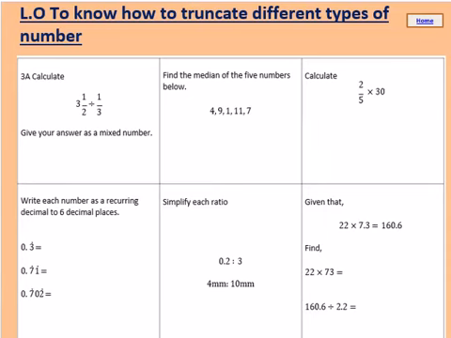Hello Year 9. Today's learn objective is to know how to truncate different types of number, and we're going to go through what that word truncate means in a moment. Please write the learn objective in your books.